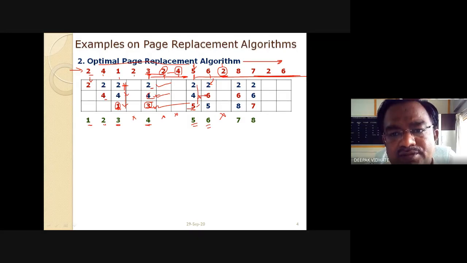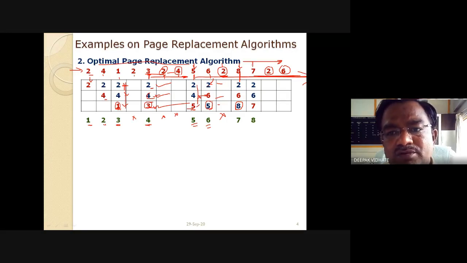Then go to 8. So out of this 2, 6, 5, which is to be replaced? Just draw one line and start looking in the right hand side direction here. You will find that 2, yes, I require here. Then after 2 I require 6. And there is no question of 5, it is not there. So you are going to replace this 5 with 8. So 8 I have replaced here instead of 5, right?